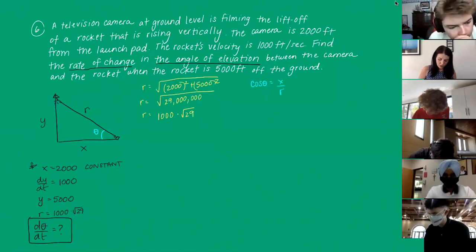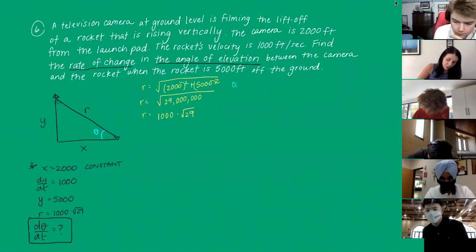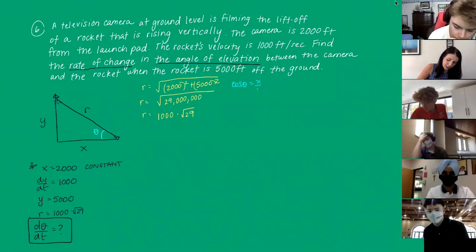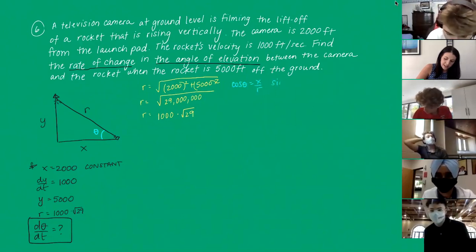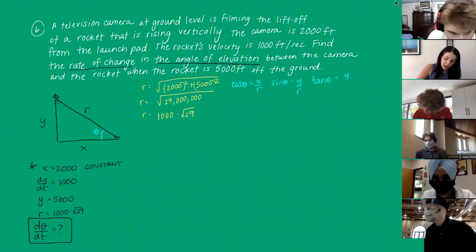If I wrote, let me give myself a little more room. Excuse me. If I wrote cosine theta, we know cosine theta is equal to x over r. If I wrote sine of theta is equal to y over r. And if I wrote tangent of theta, tangent of theta is equal to y over x.